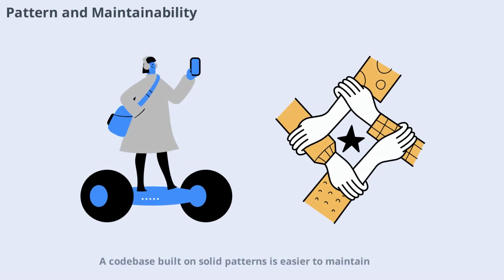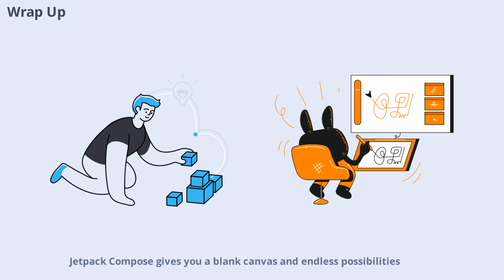A codebase built on solid patterns is easier to maintain. You can add new features, fix bugs, and onboard new developers with less effort. Patterns are the foundation of long-term project success. Jetpack Compose gives you a blank canvas and endless possibilities. By mastering these top 10 patterns, you'll paint masterpieces instead of spaghetti code. Happy composing. Remember, if your UI recomposes too often, it's probably your fault, but now you know how to fix it.